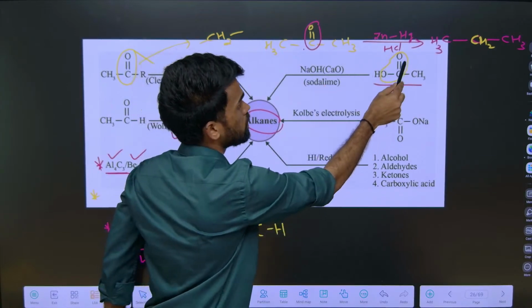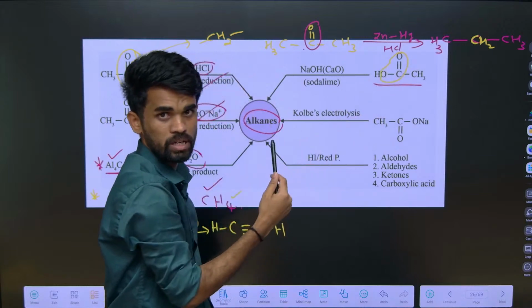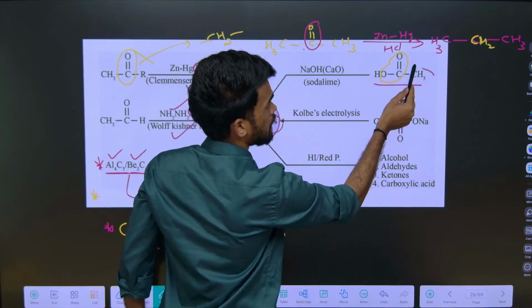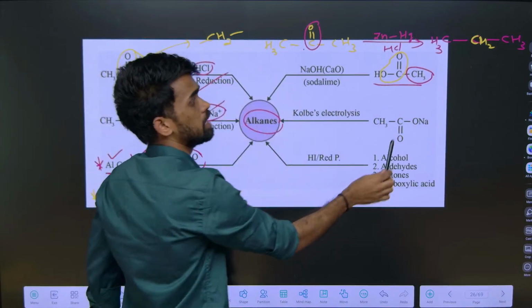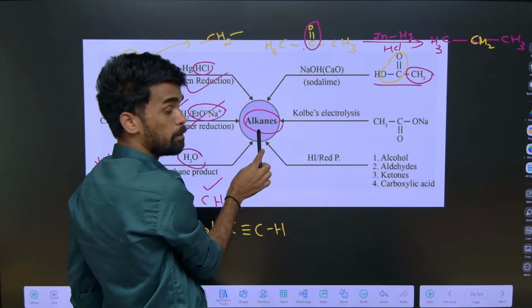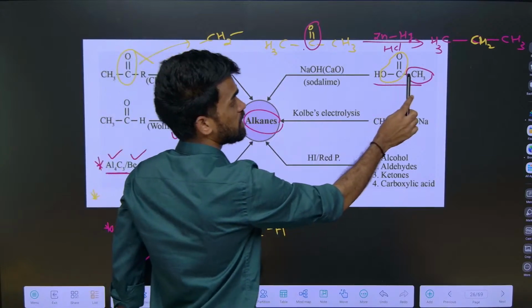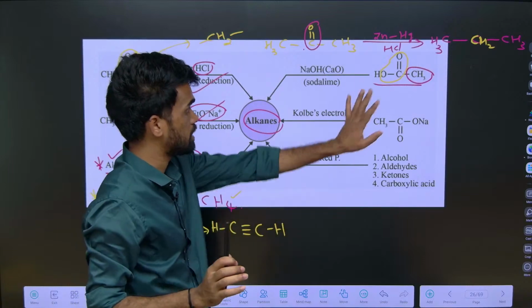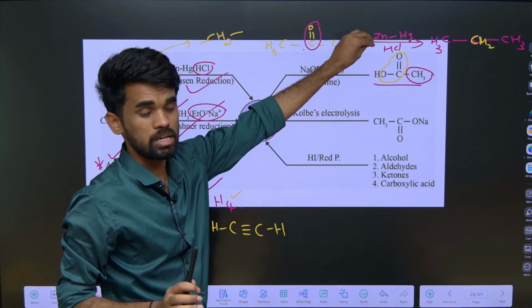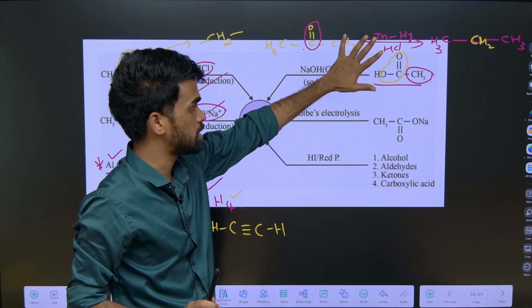If you are removing the CO2, it means one carbon is removed, right? So what is the remaining alkyl group part? That alkyl group converts into the respective alkane. If it is methyl, it will be methane as a product. If it is ethyl, ethane will be the product. Like that you should understand from the decarboxylation reactions. Okay, I hope this is also clear.